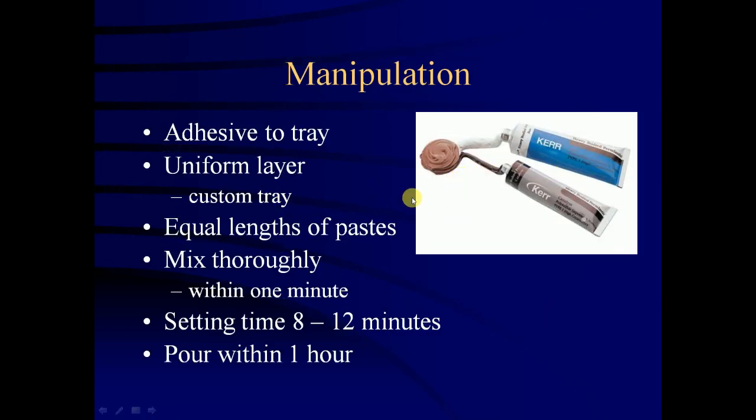Coming on to the manipulation, it is adhesive to the tray and forms a uniform layer, and custom trays are used to load the impression. Equal lengths of the two pastes are used. This one is brown in color, this one is white in color. When you mix it thoroughly, it comes out around this color. Mix thoroughly within 1 minute. Setting time is 8 to 12 minutes. You have to pour the cast within 1 hour.